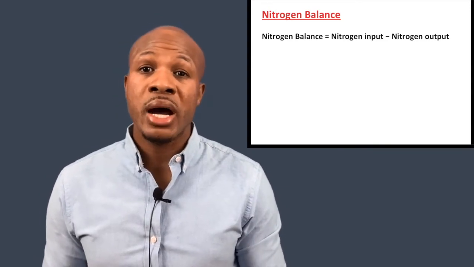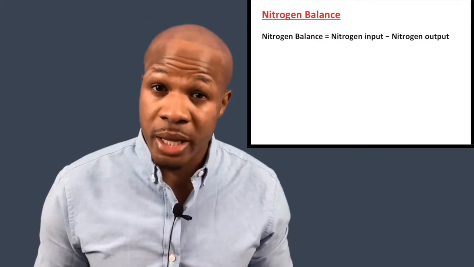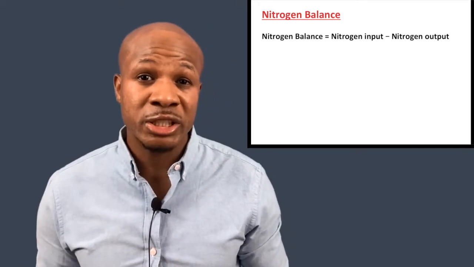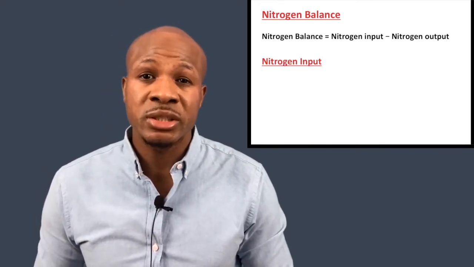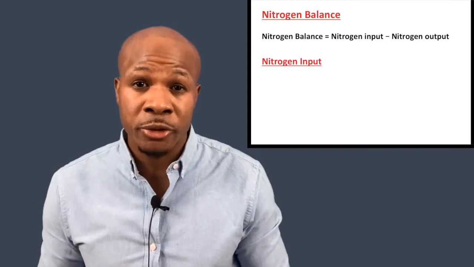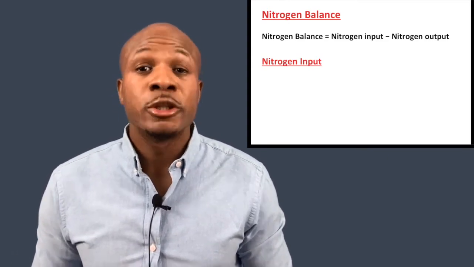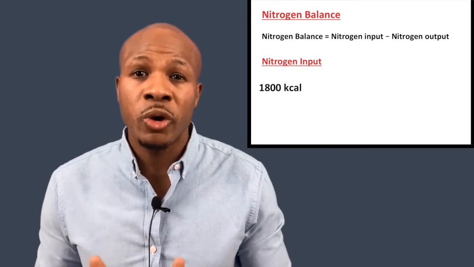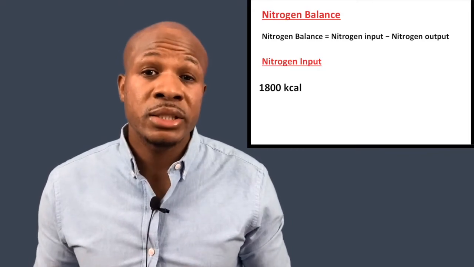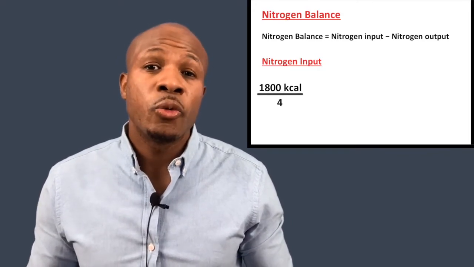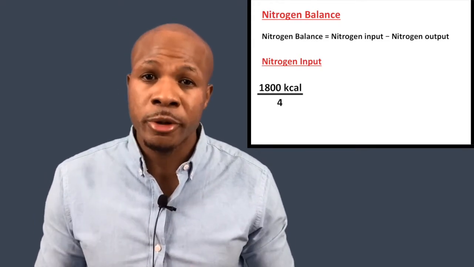Okay, so we know how much nitrogen this patient eliminates per day, 18 grams. So now we just need to calculate how much nitrogen this patient consumes in a day. And how do we do that? Well, we're told that the patient consumes a total amount of 1,800 calories per day, and 25% of those calories come from protein. So how many calories come from protein? Well, we divide 1,800 calories by 4. And when we divide 1,800 calories by 4, what do we get? We get 450 calories. So 450 calories is coming from protein.